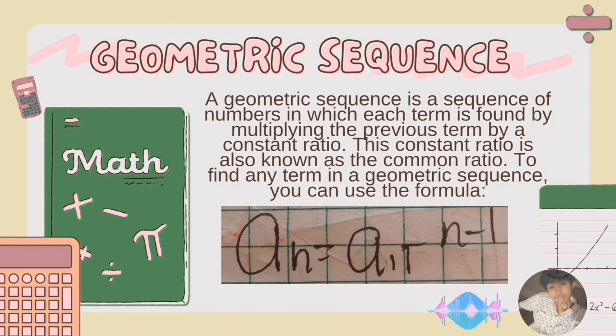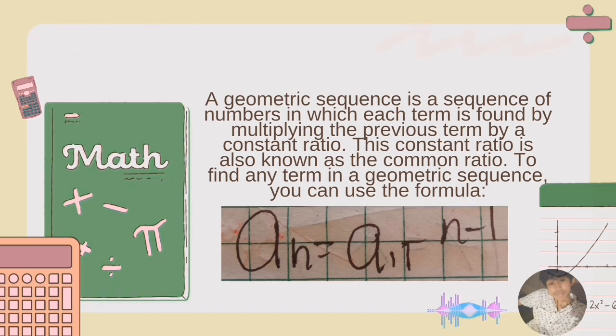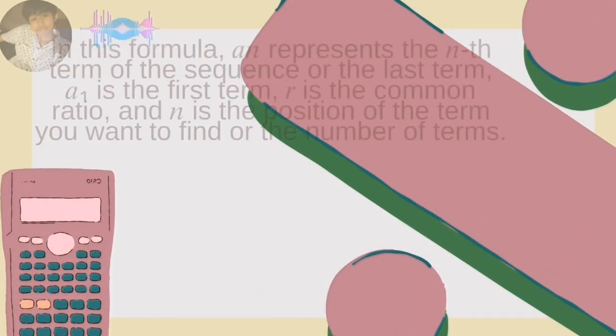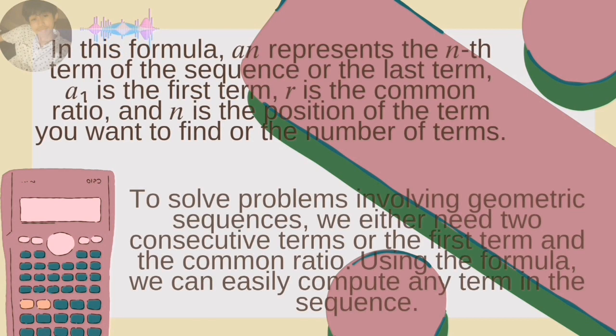Geometric sequence. A geometric sequence is a sequence of numbers in which each term is found by multiplying the previous term by a constant ratio. This constant ratio is also known as the common ratio. To find any term in a geometric sequence, you can use the formula a sub n equals a sub 1 times r raised to the power of n minus 1. In this formula, a sub n represents the nth term of the sequence or the last term, a sub 1 is the first term, r is the common ratio, and n is the position of the term you want to find or the number of terms.